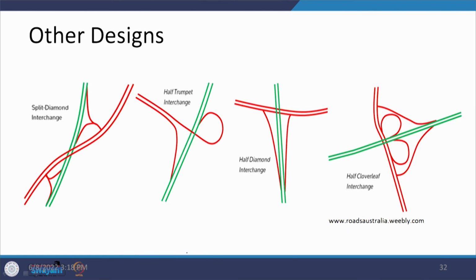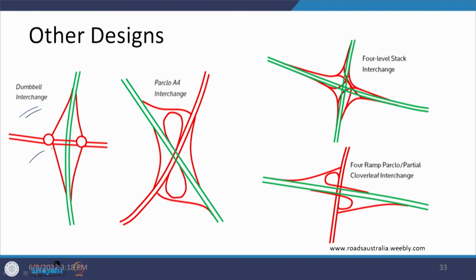There are other designs too here. In this case you can see that this is a split diamond interchange, this is a half trumpet, this is a half diamond where the other side is not being created, this is a half cloverleaf. Depending on which direction we need, we can have it. This is a dumbbell interchange because 2 roundabouts have been utilized here for the movements. Again, this can look like a sort of cloverleaf arrangement, and is named the Parclo A4 interchange. This is a 4-level stack interchange.